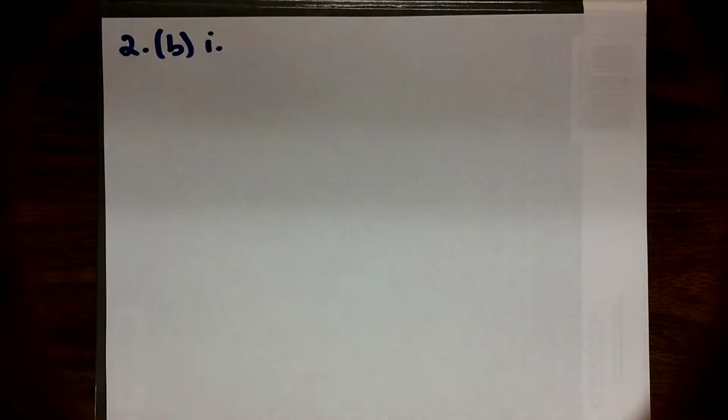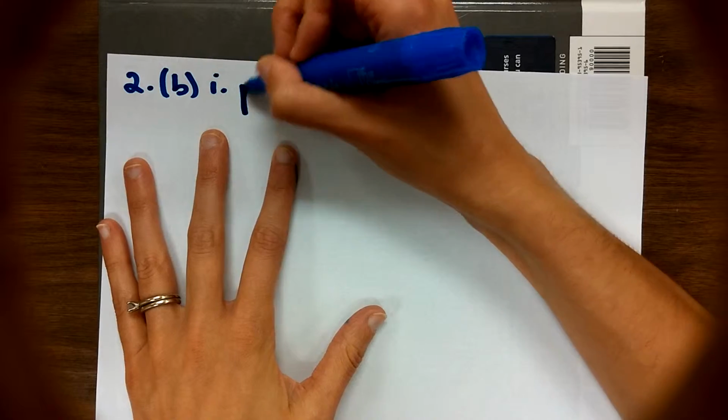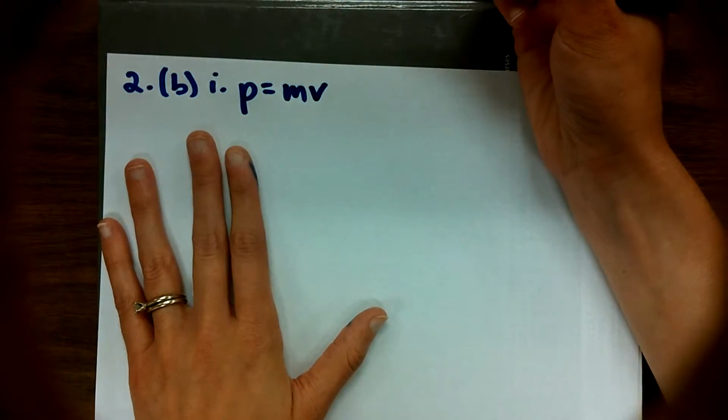So part B of number 2 asks us to find expressions as functions of time for 3 different quantities. The first one is momentum. So we know momentum is little p, and the formula for it is just mass times velocity.